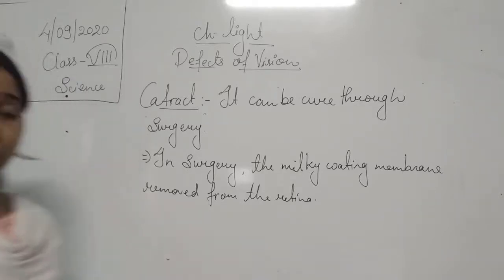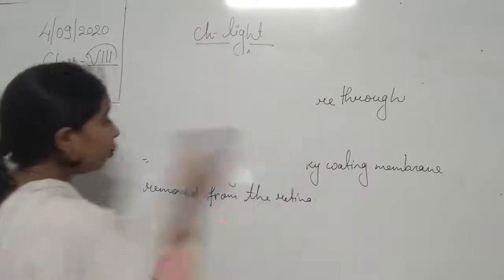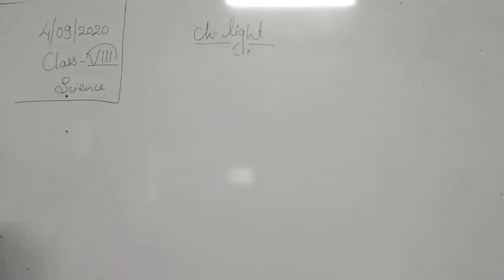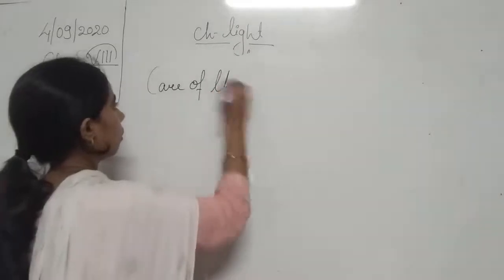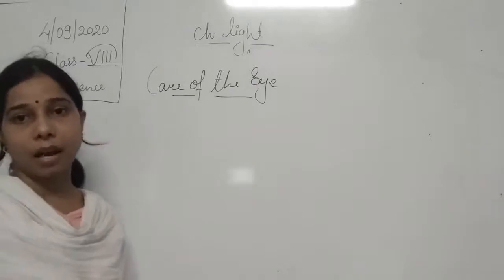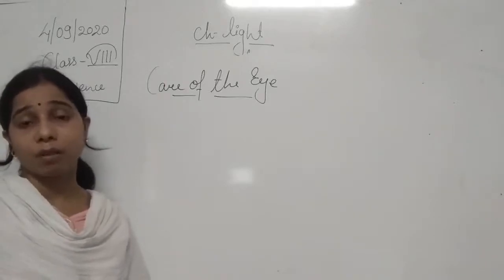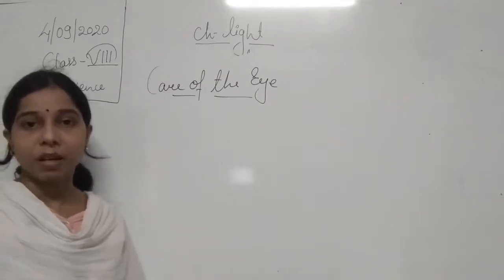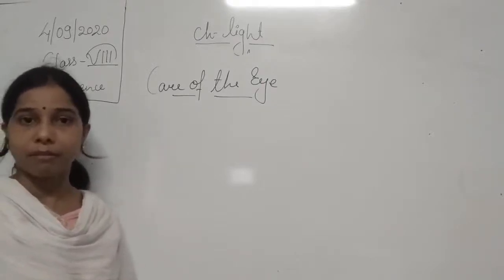Okay. Now we will move to the next topic, student. The defects of vision occur, so what can we do? How can we protect ourselves from these defects, students? So we discuss the care of the eye. If we do proper caring of our eye, then absolutely we will protect ourselves from such kind of defects which will hamper our eye, our retina. So we should care for our eye properly to protect ourselves from such defects.